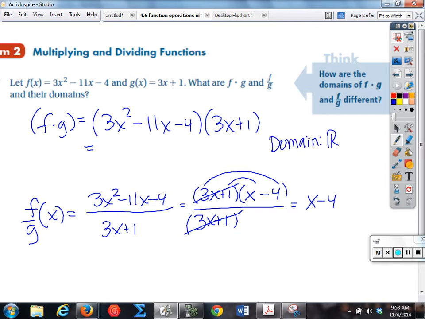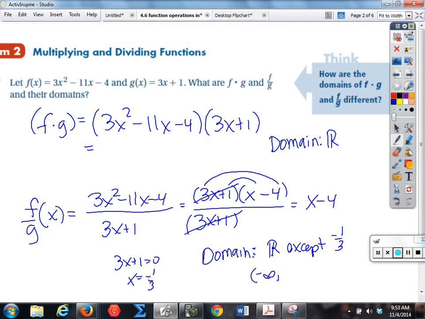This one is not all real numbers because the domain is the domain of both of them, but you can't have the denominator of this equal 0. So it's all real numbers except what? Negative 1/3, right? If you set this equal to 0, you get negative 1/3. So you can't have negative 1/3. You might have to write it in interval notation, like negative infinity up to negative 1/3, union with negative 1/3 to infinity. Either way, you have to be able to write that.